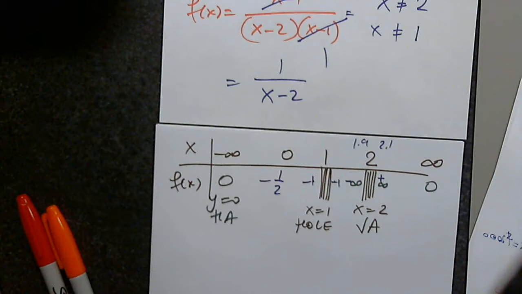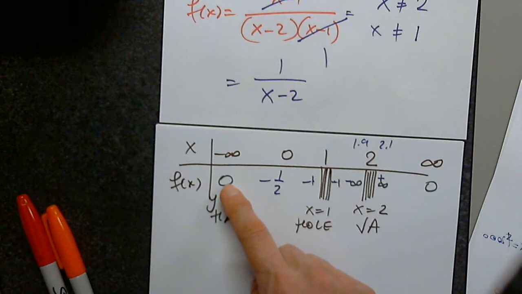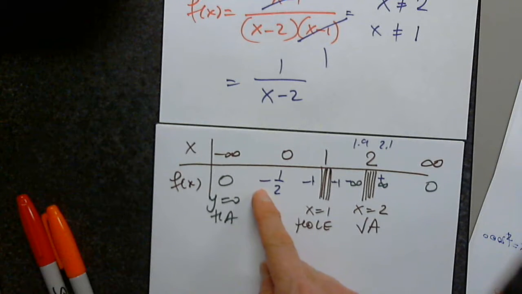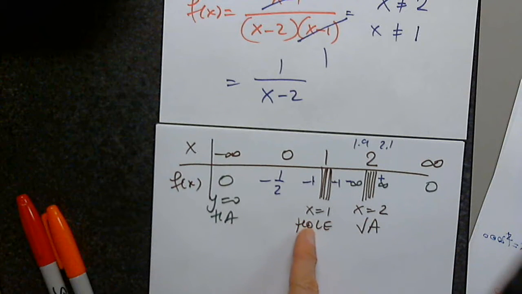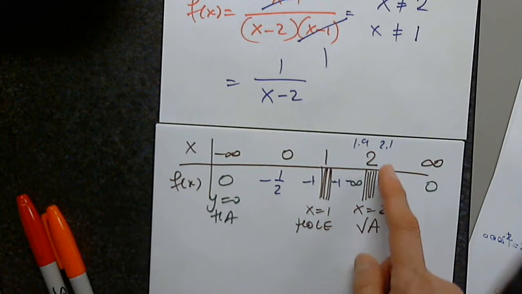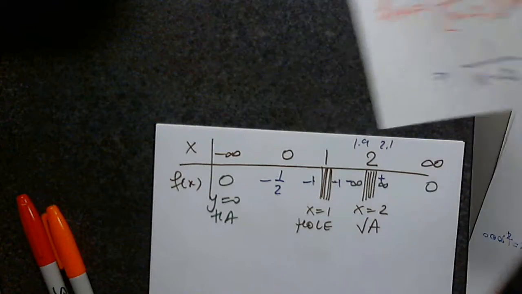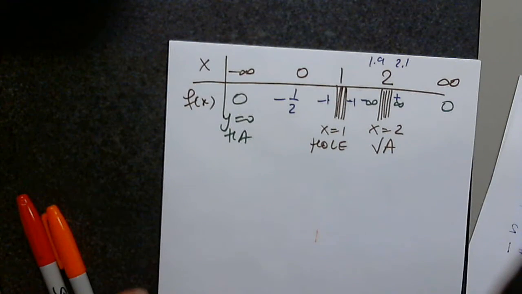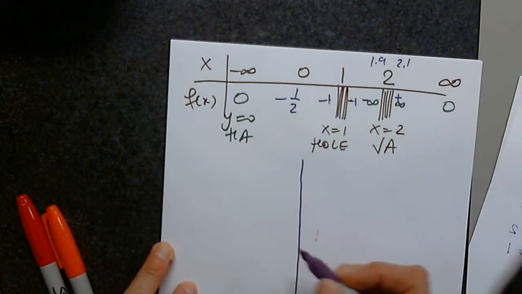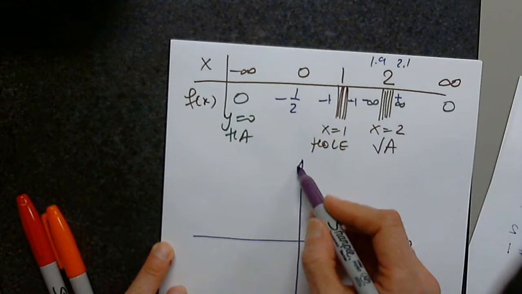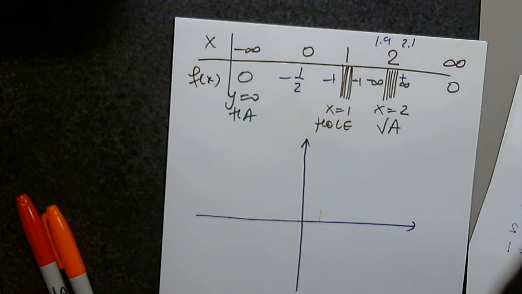It's done. So let's try to make sense of this information. From 0, it crosses at 0, negative 1/2, right, the y-axis. And then it continues through a hole, and it goes to negative infinity. On the other side, from positive infinity, comes down to 0. Ready? When I graph a function with asymptotes, what do I have to graph first? Very good.